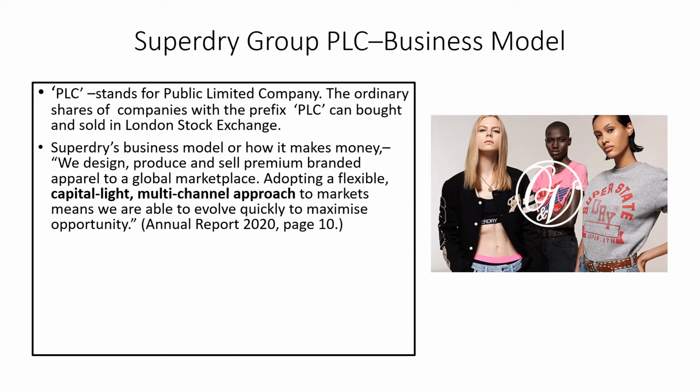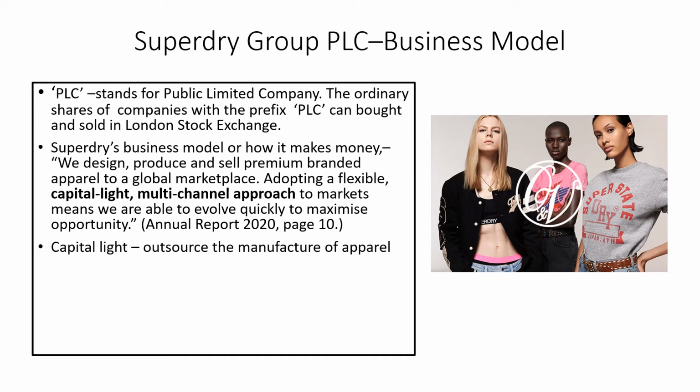Now, to interpret or understand the data in the financial statements, it is important that we understand what that company's business model is, or how it makes money. And this is what Superdry says: we design, produce, and sell premium branded apparel to a global marketplace, adopting a flexible, capital-light, multi-channel approach to markets, which means we are able to evolve quickly to maximize opportunity.